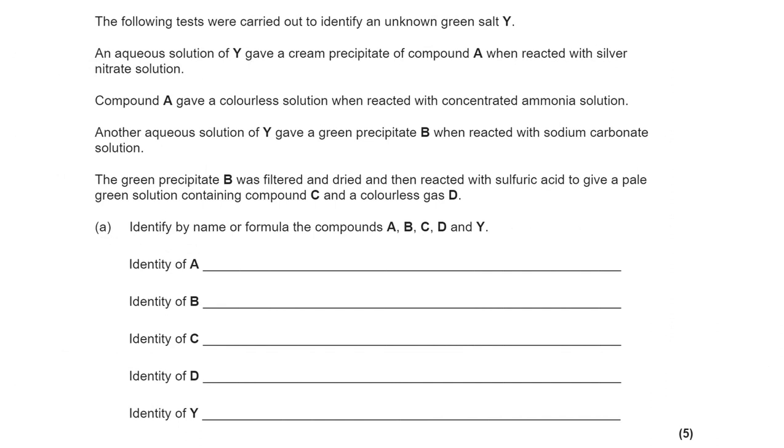So for Part A, you've really got to dig into this information and work out what you can from everything that is there. Compound A was the cream precipitate when reacted with silver nitrate solution. Now the expectation here is that you're going to remember we add silver nitrate as a test for halide ions, and we make the silver halide, which is the precipitate. Cream tells us that it's bromide, so it's silver bromide.